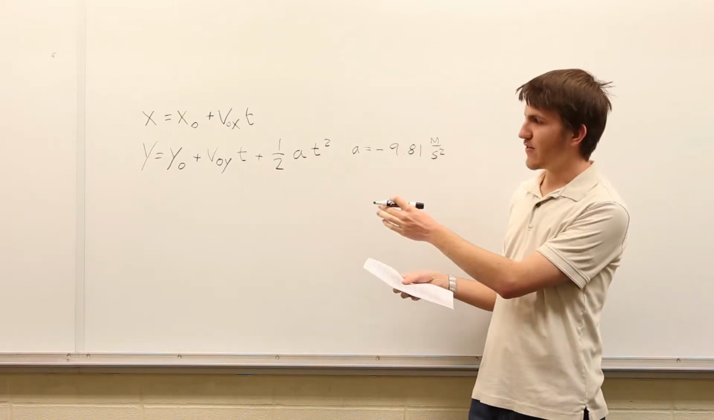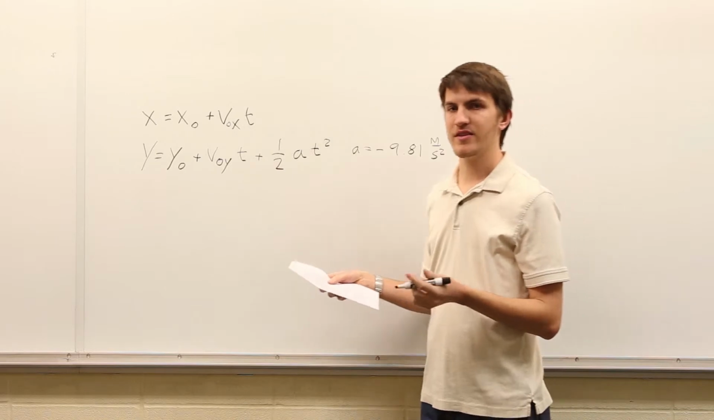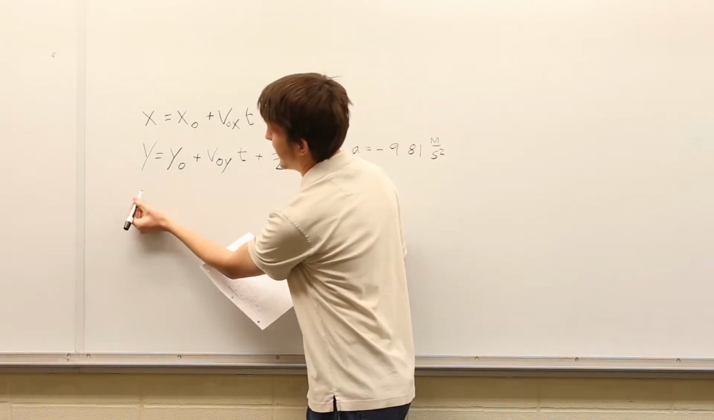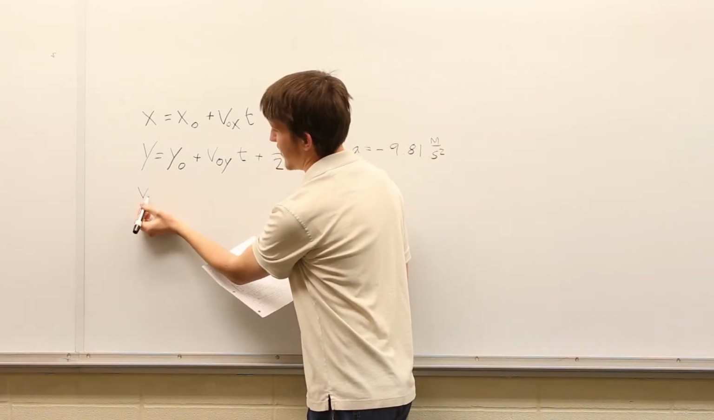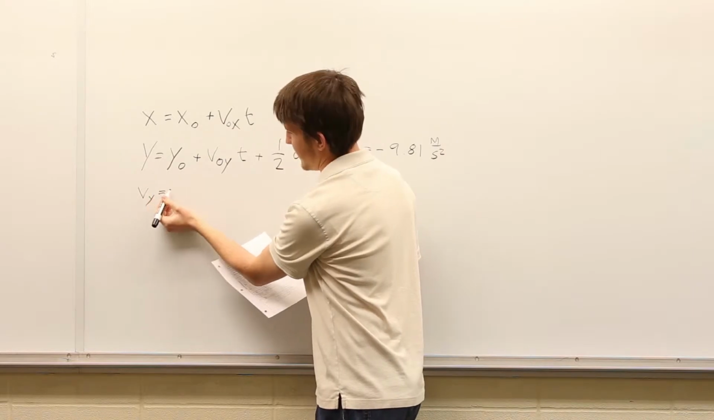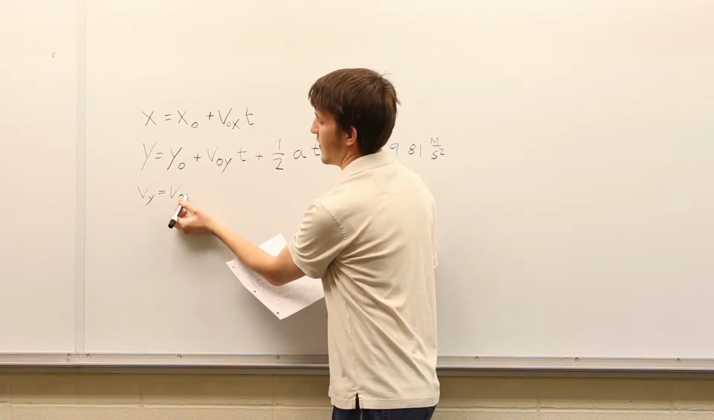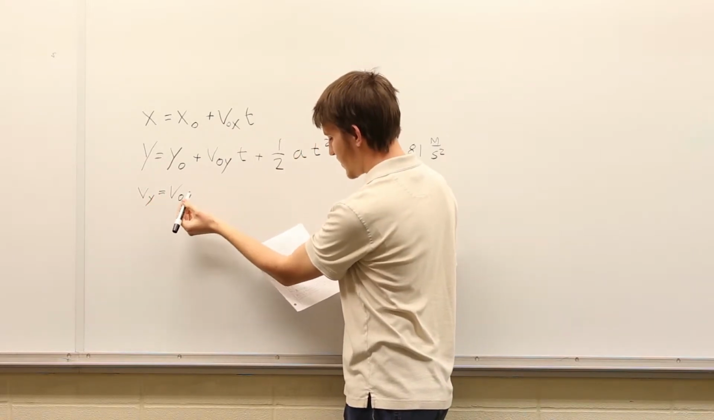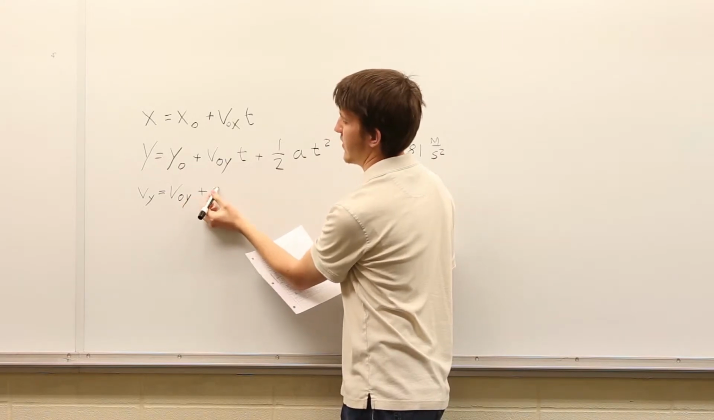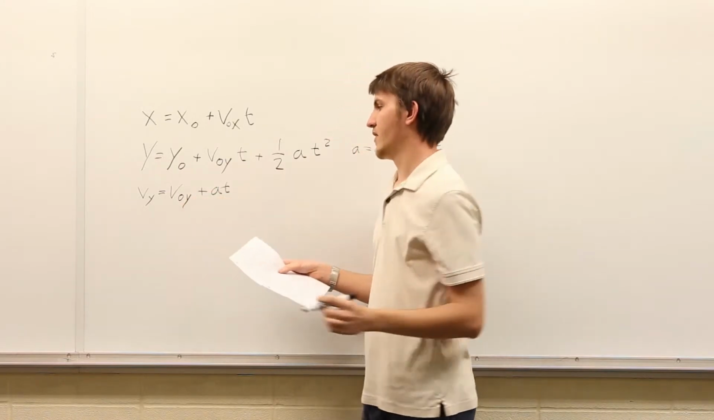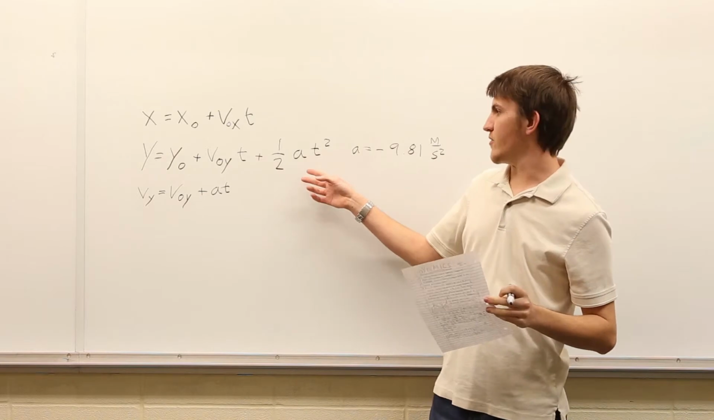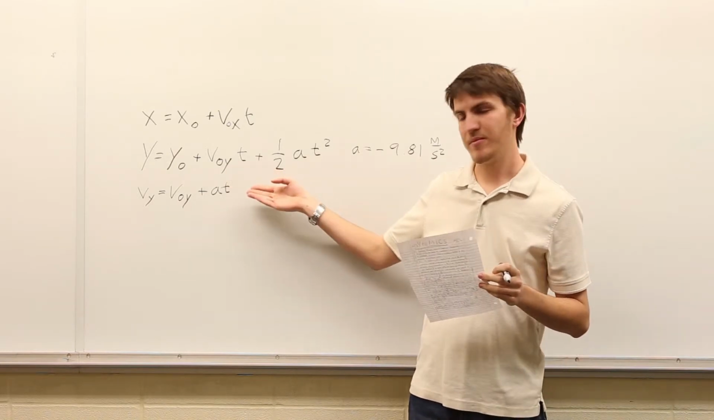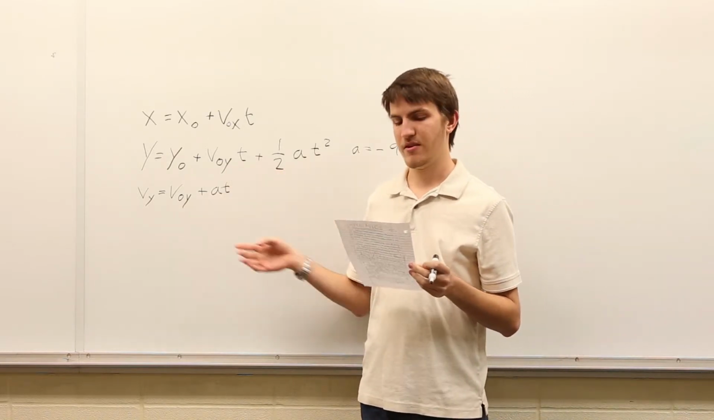So if you take the derivative of this equation, you get the equation for velocity of the particle in the y direction. And that becomes Vy equals v naught y plus at. It's just doing the derivative of the y position equation to get the y velocity equation.